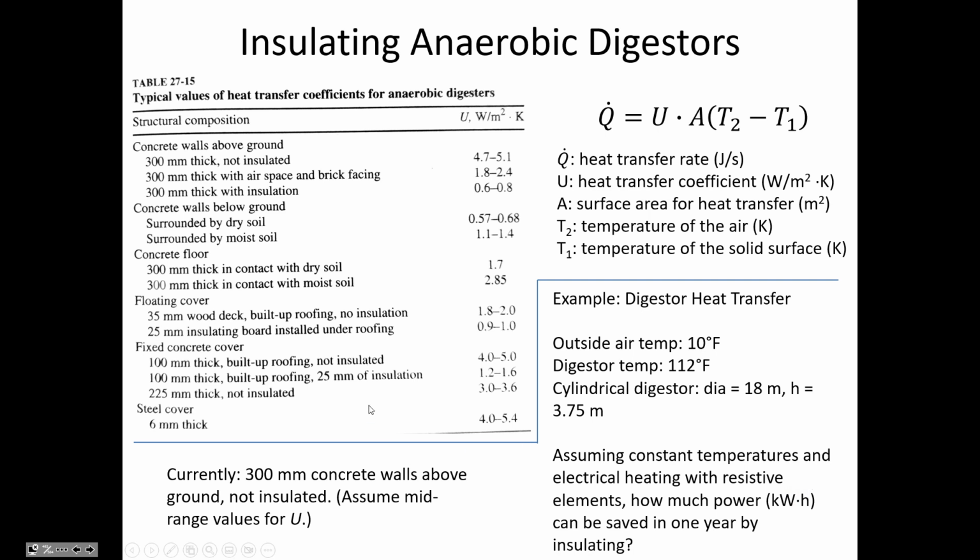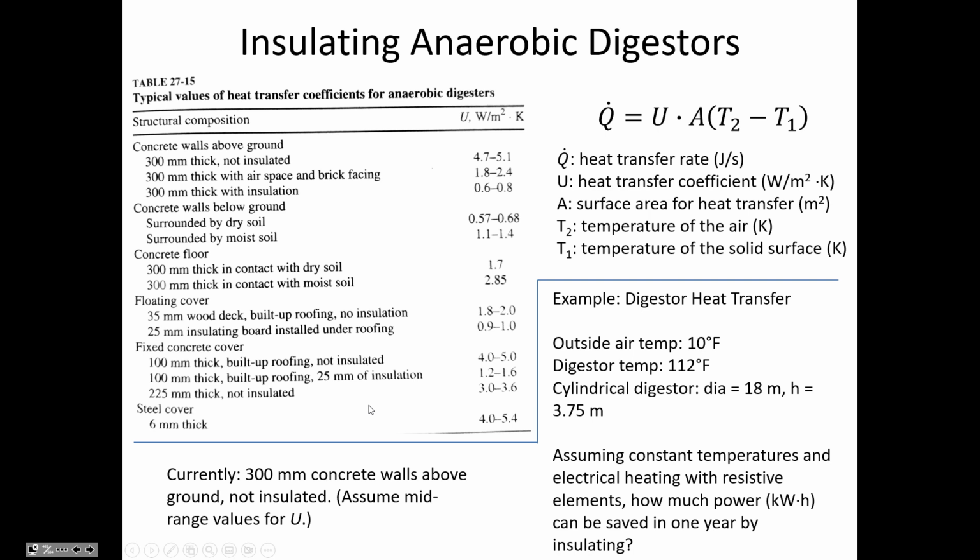So we're going to assume to begin with just a mid-range value for concrete walls that are above ground. You can see that a mid-range value for the heat transfer coefficient, if it's concrete walls above ground, in the middle of that range, would be 4.9 watts per meter squared Kelvin. But then if we insulated those concrete walls, we may get the heat transfer coefficient down as low as 0.7 watts per meter squared Kelvin.